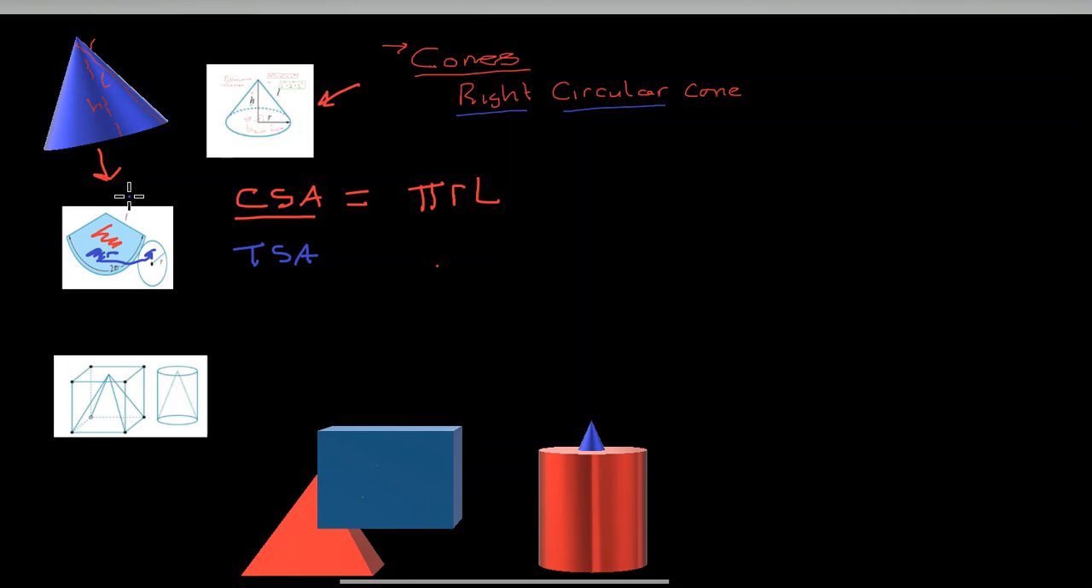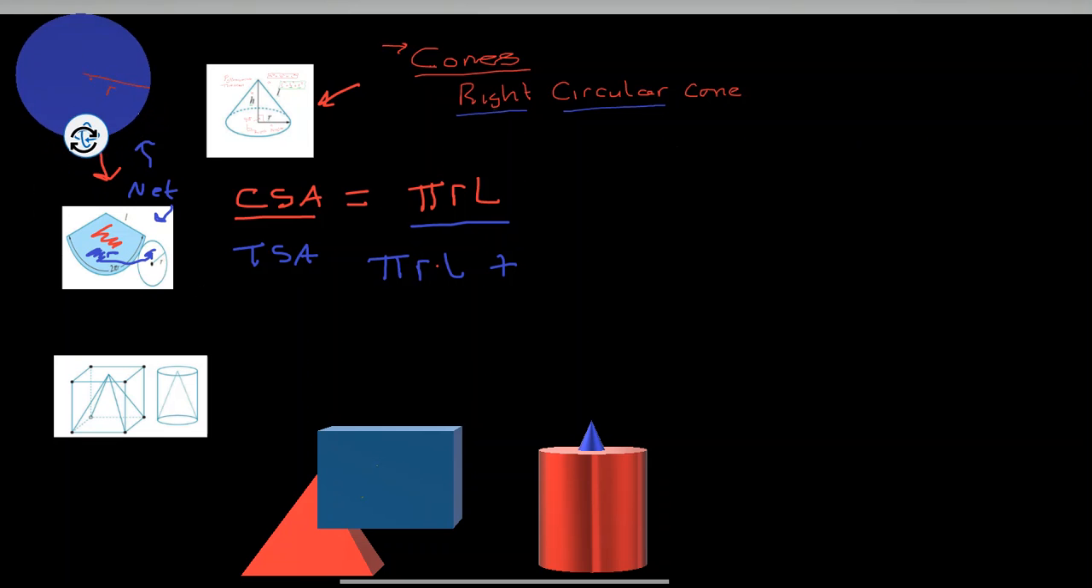So again, this is just a net of this. So this here is a net of that. So the total surface area is going to be, we're going to use this part. So you're going to have pi r times the slant length, plus you also want to get the area of the circle, or the underside of the cone. So you want to get the area of this underside of the cone as well. And we know that the area of a circle is just pi r squared. So it's going to be pi r squared.